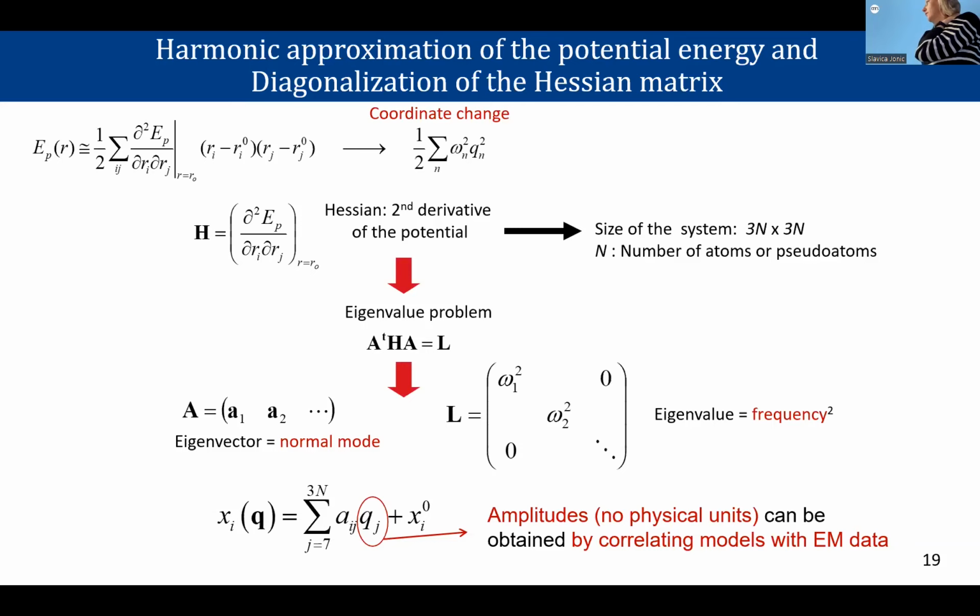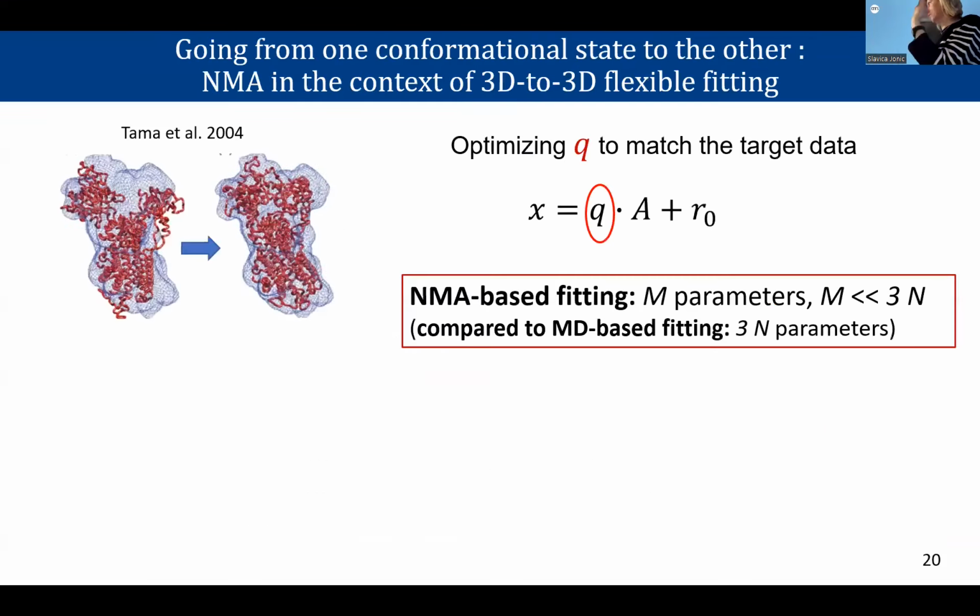So this procedure gives you only the vectors along which the atoms move. Also frequencies, which is a little bit less relevant, but we don't have the information on the amplitudes. And this is why we then compare these models with the EM data, and we get these Qs optimized, and that was used for 3D to 3D flexible fitting.